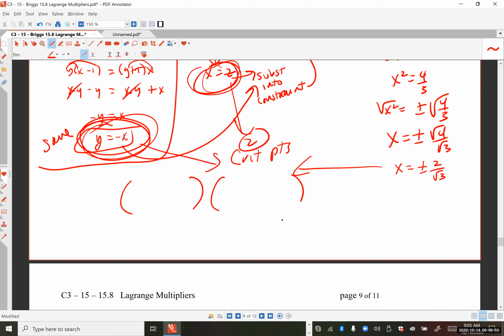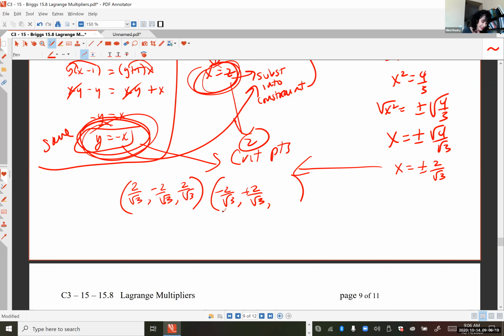So depends on what you want to use first for your plus or minus. Okay, how about x is positive 2 over square root of 3? So what are my other coordinates? Negative 2 over square root of 3, and then the z would be the same as the x. And then my other critical point? Negative 2 over radical 3, positive 2 over radical 3, and 2 over radical 3.